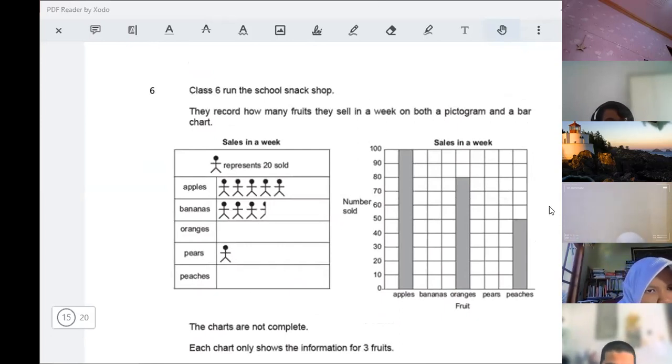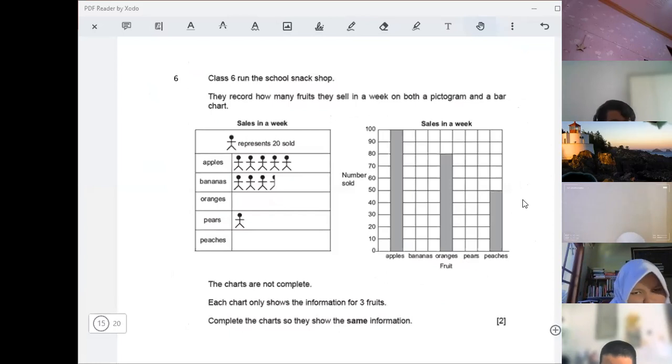Class 6 run the school snack shop. Okay, now I need Afa to read it. Afa. Okay. Your voice is very low. Would you please come closer? Okay, now is it okay, good.